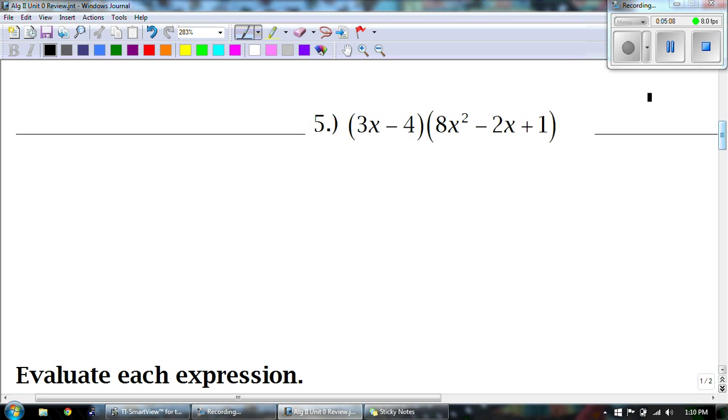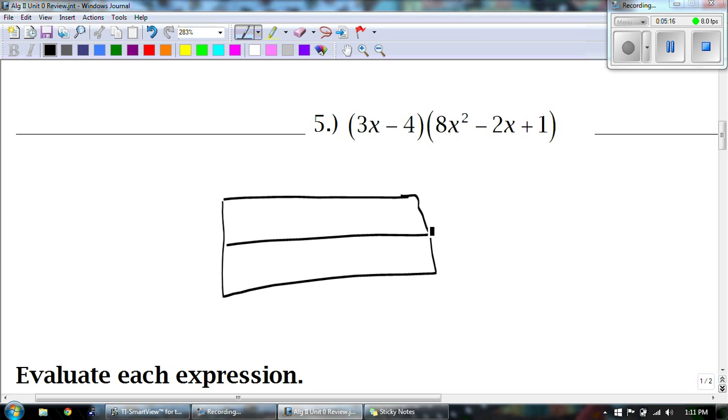All right, number 5. Now, for number 5, you can just start distributing everything. I think doing the box method is a little bit easier. Okay, I have a binomial, the 3x minus 4, times a trinomial, 8x squared minus 2x plus 1. Why don't you guys see if you can multiply everything, and then we will combine like terms together. Good luck.